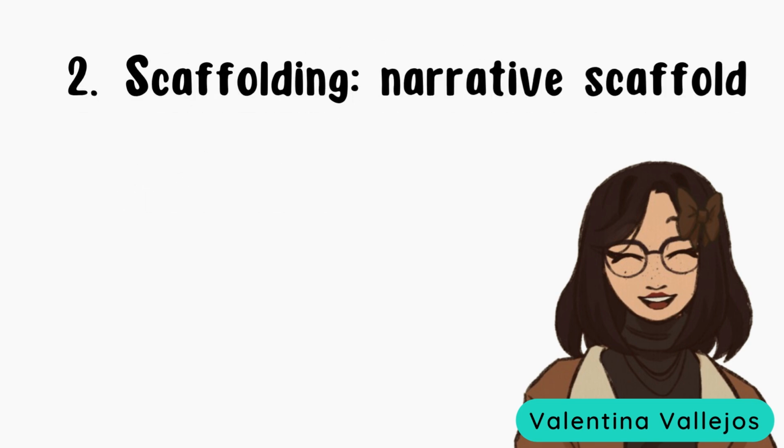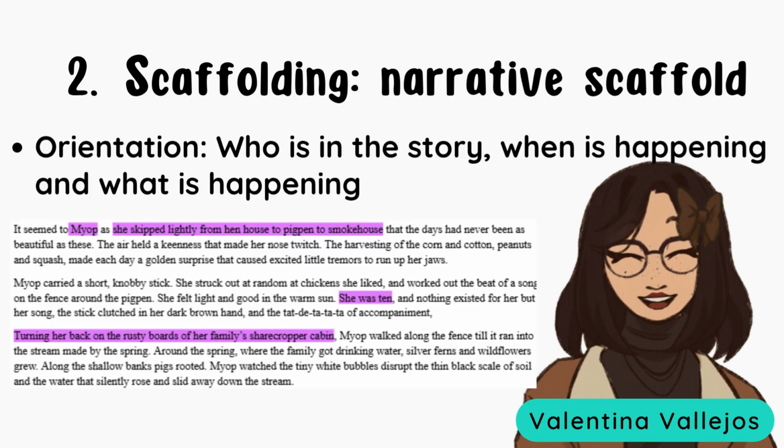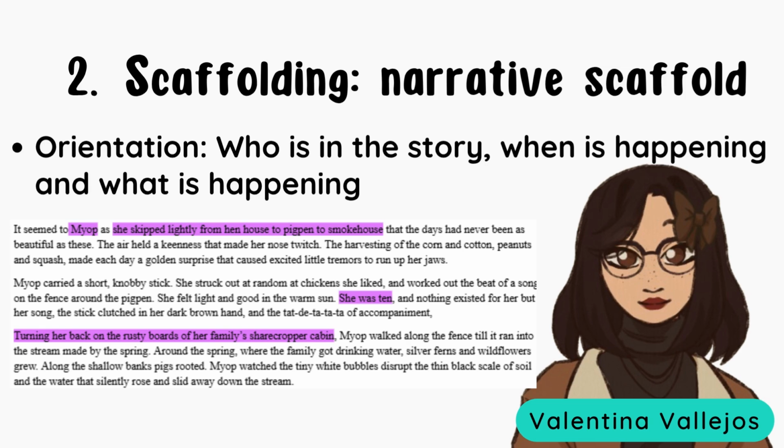Regarding the scaffolding, we can break down the narrative scaffold as follows. The first part is orientation, which states who is in the story, in this case, a 10-year-old called Myop, and where and what is happening, which is stated in the first few paragraphs, mentioning that Myop is on her family's farm during a sunny day, skipping around and picking flowers.